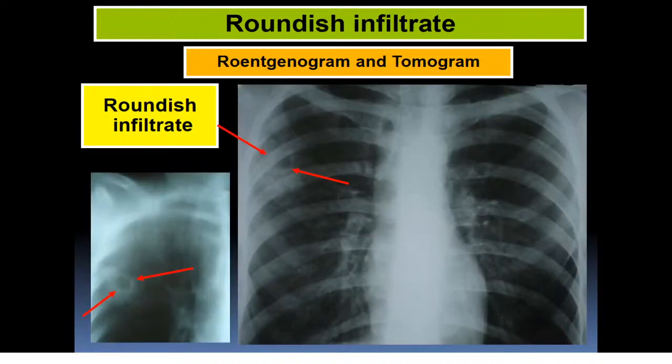On this rentgenogram, we can see an infiltrative shadow in the upper field and external zone of the right lung, without clear contours, a shadow from 3 to 5 centimeters in diameter, and inside we can see formation of a cavity, a cavity of destruction. Later cavernous tuberculosis can form from this cavity.